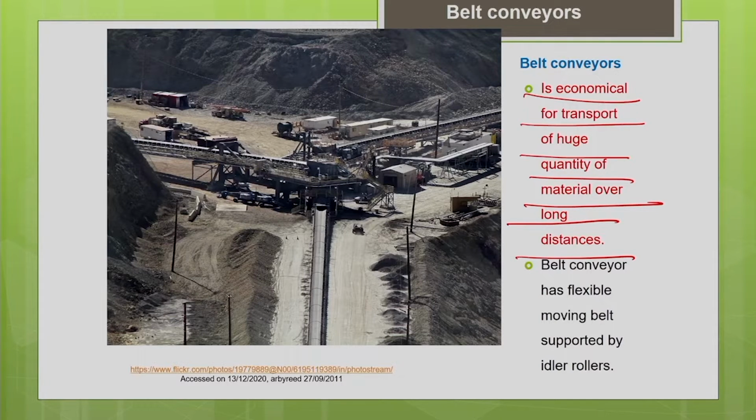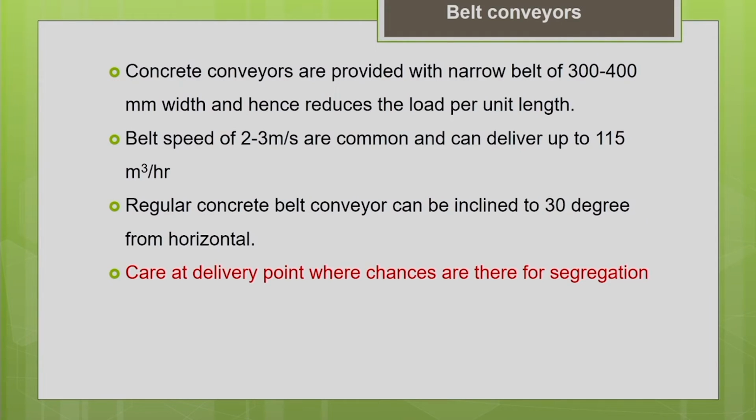So, what is basically this belt conveyor? It will have a flexible moving belt, as everyone knows, operated by a motor. And this moving belt will be supported at intermittent intervals with rollers, supported by idler rollers. When compared to the belt conveyors used for handling other material, there are some differences in the belt conveyors used for conveying concrete, because concrete is a relatively denser material.